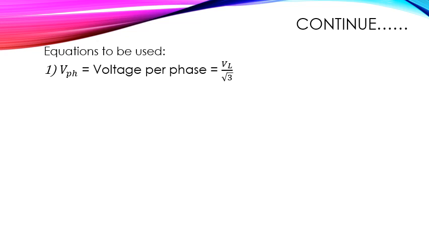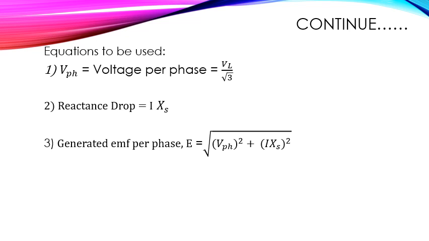Now continue to this. Equations to be used: the voltage per phase, as we have already seen, is equal to VL by root 3. Then the reactance drop is the product of current and synchronous reactance. Then the generated EMF per phase is equal to the square root of the phase voltage squared plus the drop, that is the product of I and XS, squared. Then the kVA rating is given by the product of RMS values of voltage and current.